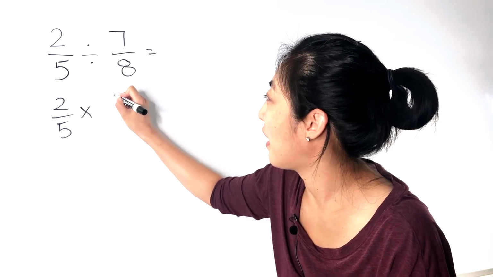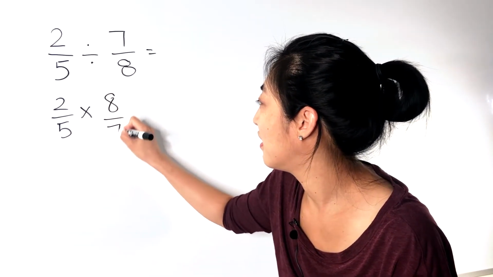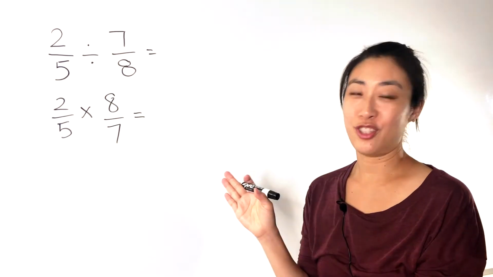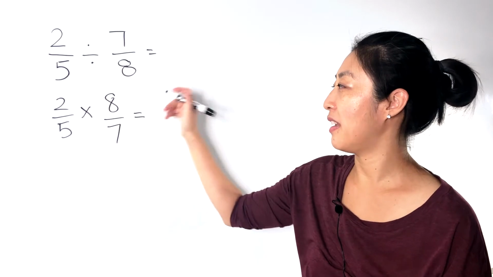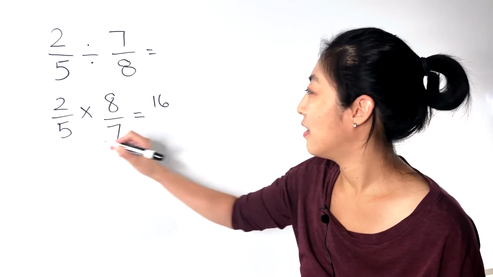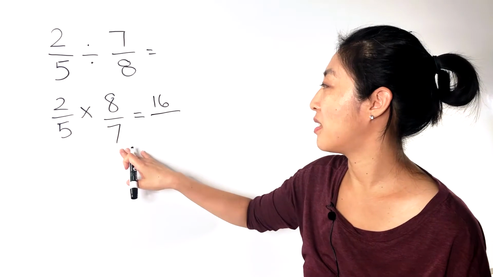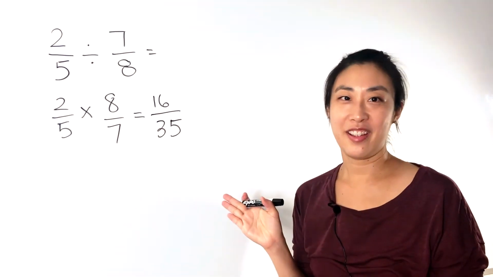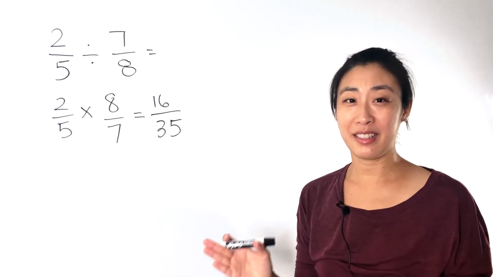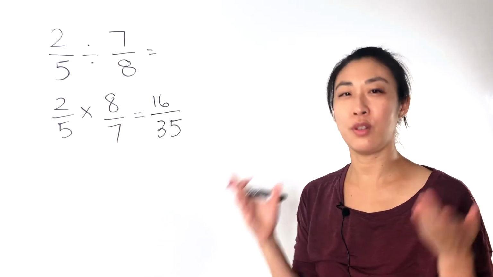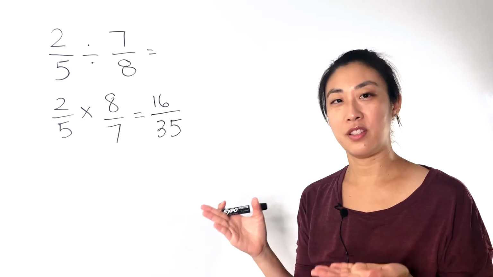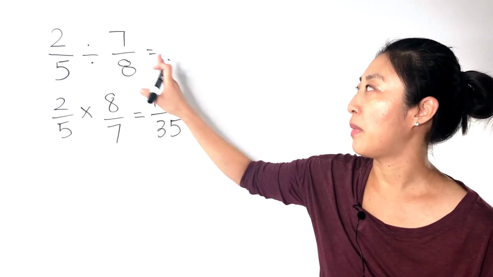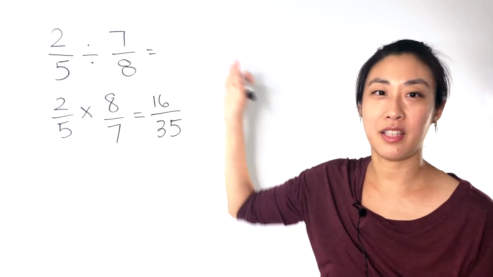So then you multiply 8 over 7. And then you just calculate. 2 times 8 is 16. 5 times 7 is 35. And that's our answer. It's pretty easy. If you know how to multiply fractions, you know how to divide fractions. The only differing step is that you have to multiply by the reciprocal of the second fraction. And that's how you divide.